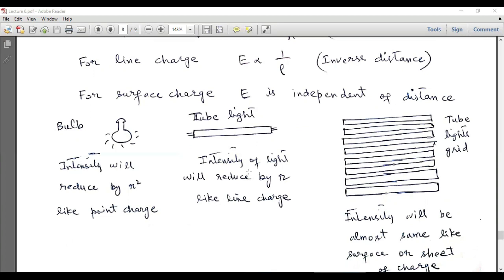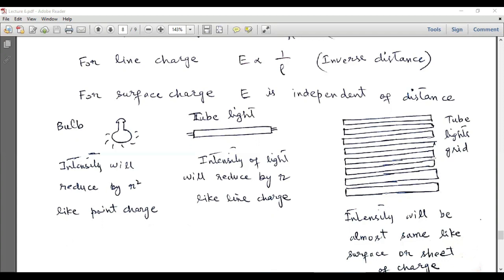And in the case of electric field due to line charges, it also reduces by a factor of r; it is inversely proportional to r if we have a line charge. Similarly, if we have a sheet of charge, you might have observed in new buildings and new shops that several tube lights are connected like an array, so it becomes a grid. This type of grid behaves as a sheet of light.